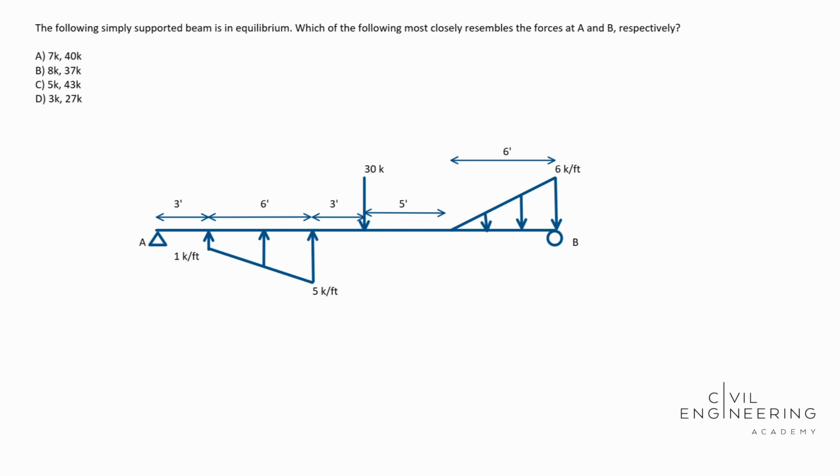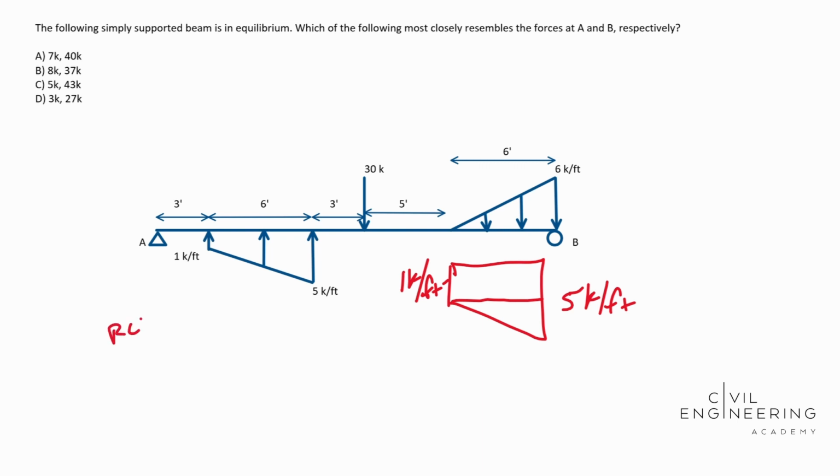All right. So the first order of business that we're going to have to do is break up the distributed forces. So that's going to be this guy and this guy. Okay. So let's go ahead and break that up. So here's kind of what the far left one looks like. We have 1 kip per foot here. We've got 5 kips per foot here. Okay, and so the trick to this is we're going to have to break that into a rectangle and a triangle. All right, so let's go ahead and do that.